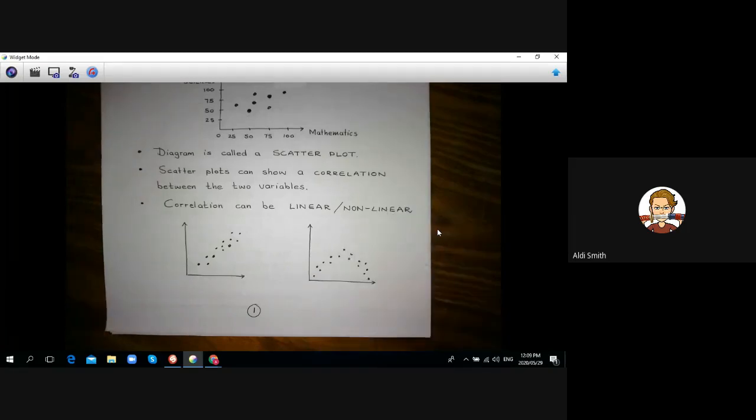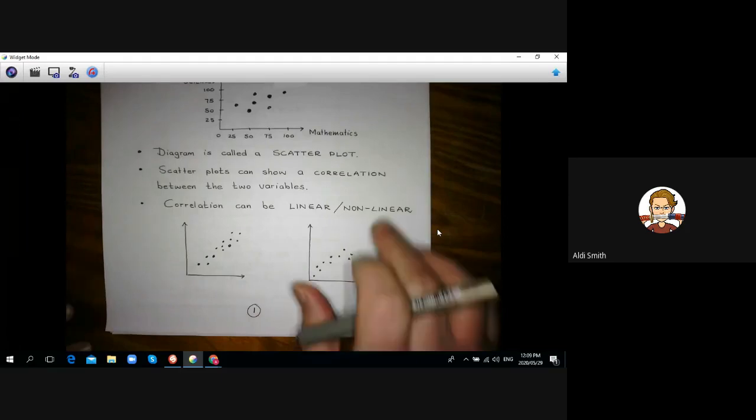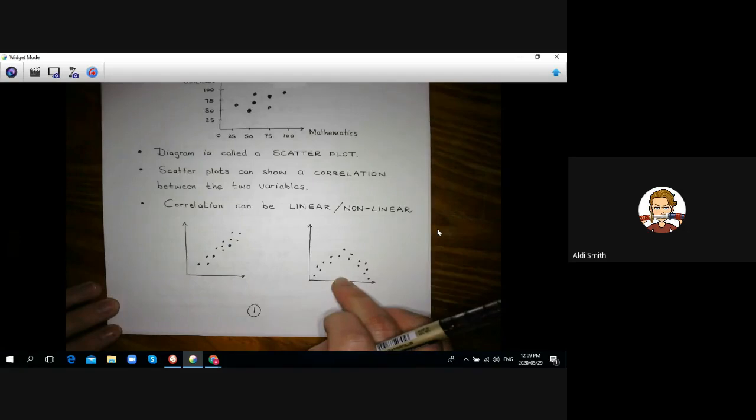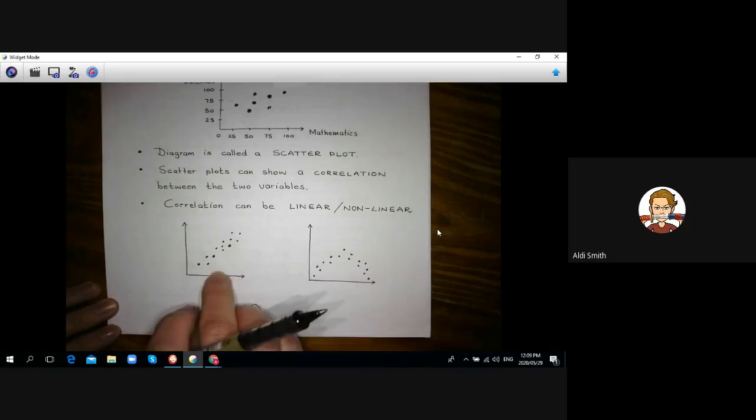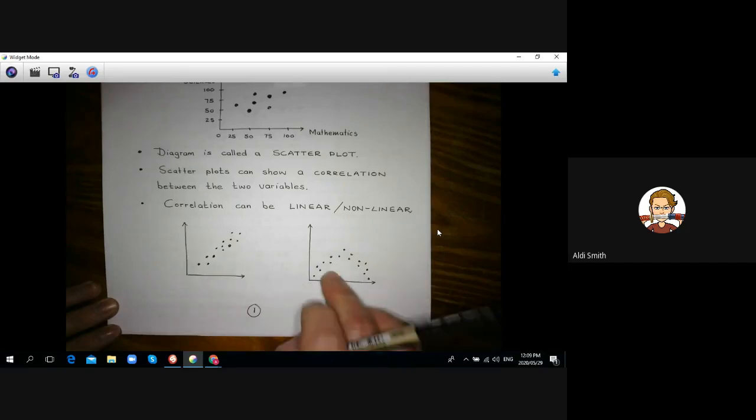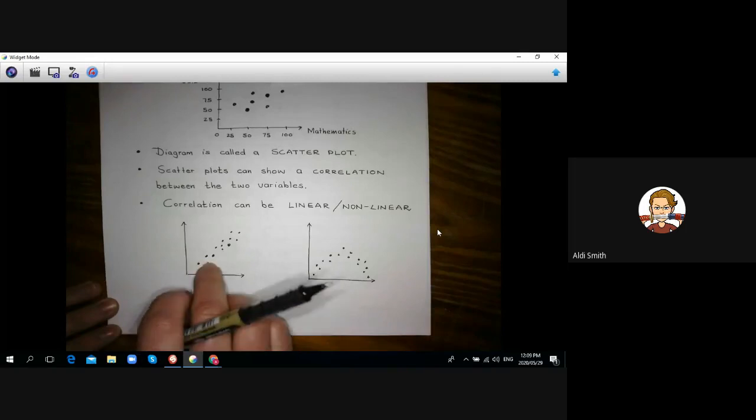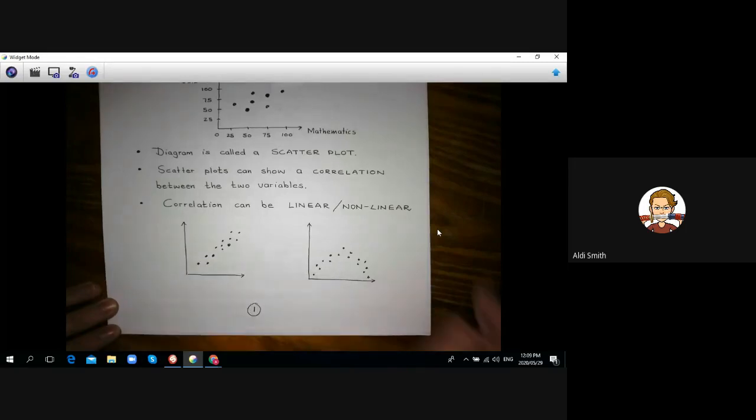Now, the good news is we do not look at non-linear correlations at all. You have to be aware of the fact that there is such a thing as non-linear correlations, but we don't deal with them in core mathematics. All of the correlations we're going to be dealing with are going to be linear correlations. But just to tell you that you do have non-linear correlations, that is definitely possible. But we're going to be focusing only on the linear correlations.